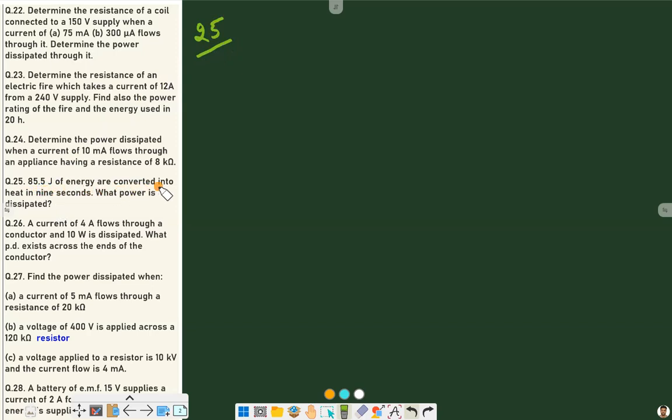85.5 joule of energy is converted into heat in 9 seconds. What is the power? Here energy is 85.5 joule, time is 9 seconds. So the formula for power, in terms of energy, is energy by time.